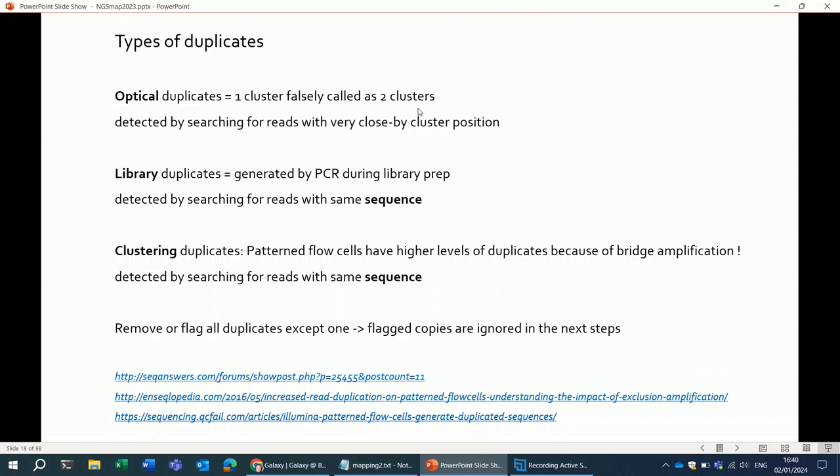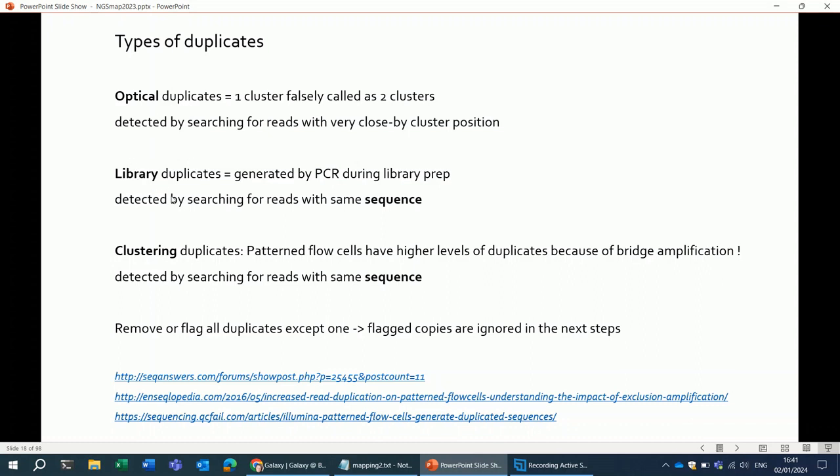How can you find these optical duplicates? Well, you look at the IDs of the reads, because the IDs contain the location on the flow cell. So if you find two reads with very close locations on the flow cell, they are probably optical duplicates.